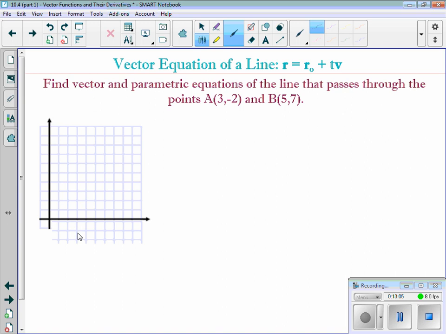Okay, you guys will have to do it yourselves. Okay, so you'd have a point at 3, negative 2, and 5, 7.